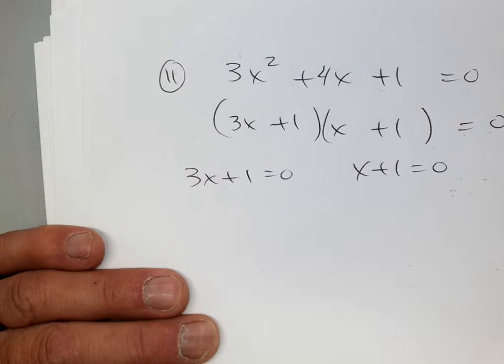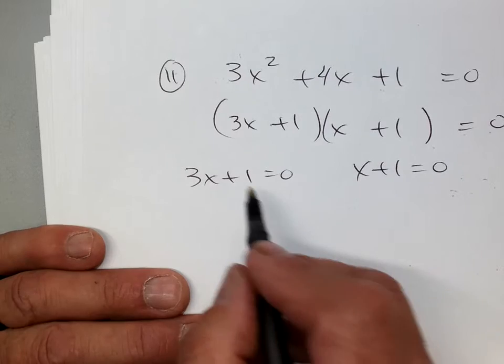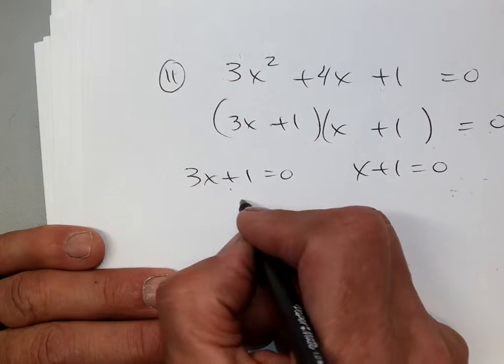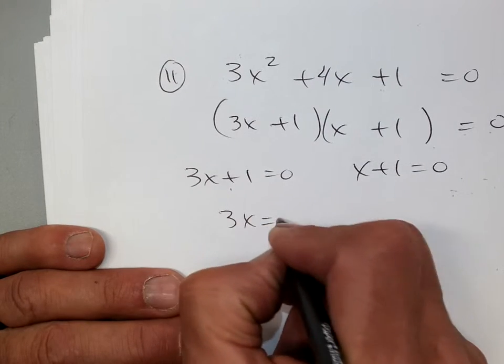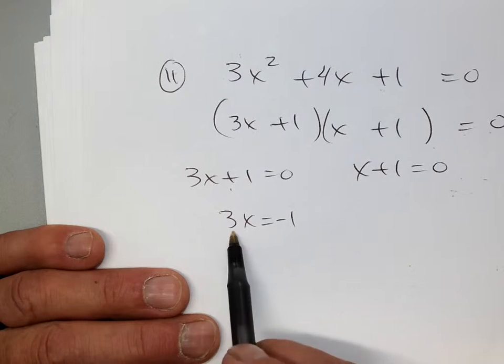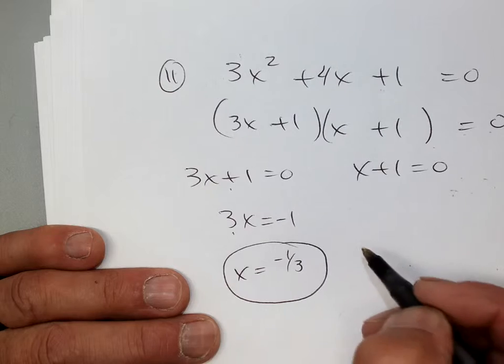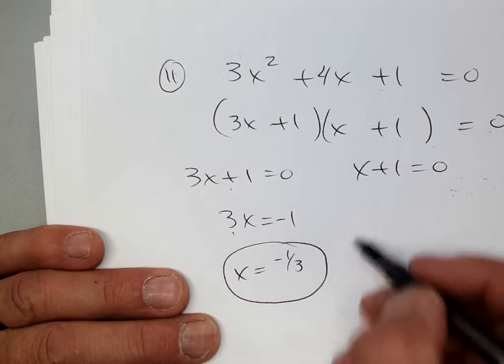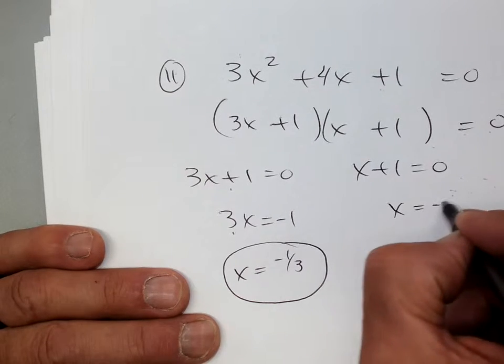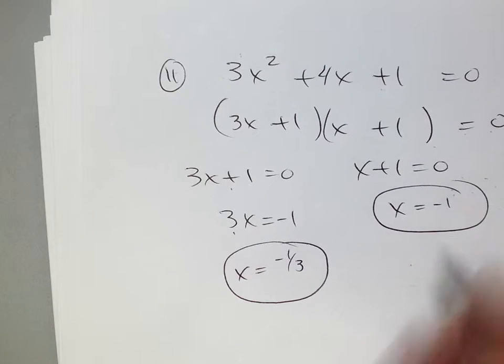If I solve, I go minus 1, minus 1, 3x equals negative 1, divide by 3, divide by 3, negative 1 third. Minus 1, minus 1. Okay, there's my two answers.